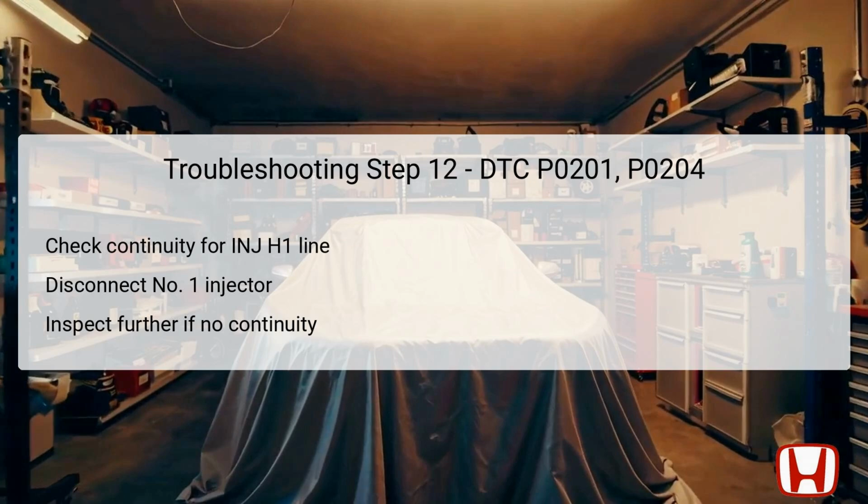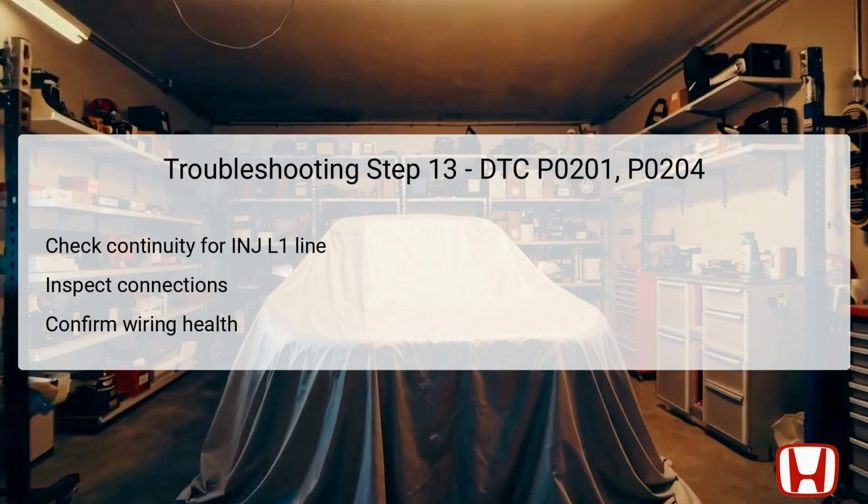If continuity exists, then the INJ-H1 wire is functioning correctly. However, if continuity is absent, it highlights a problem that needs addressing, particularly between the PCM and the number 1 injector. Exploring this potential fault is vital for confirming the operational status of the injector circuit, ensuring seamless engine performance.